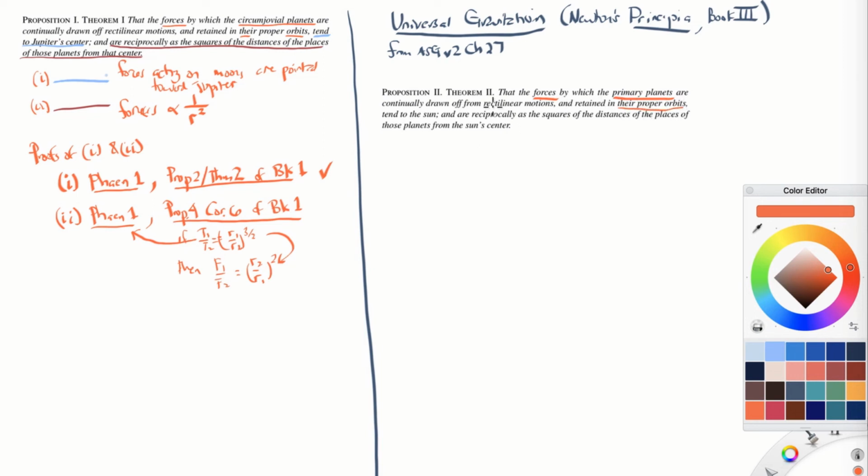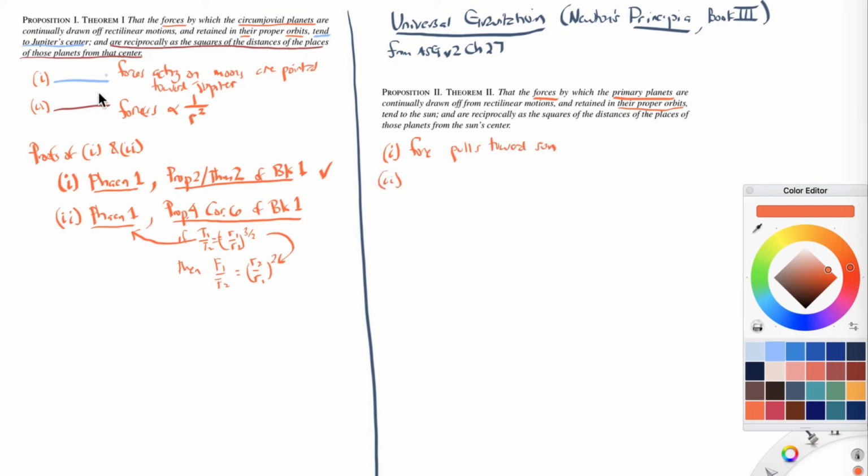These are the forces that keep them from going in a straight line, a rectilinear motion, and constraining them to move in an orbit, in a circle around the sun. He's saying two things. First of all, the force acting on them pulls toward the sun. There must be a force pulling them toward the sun.